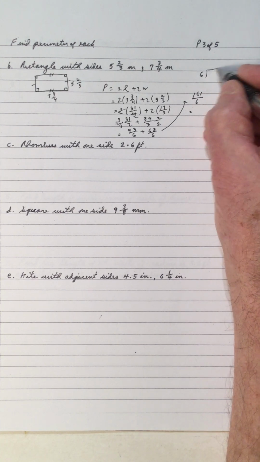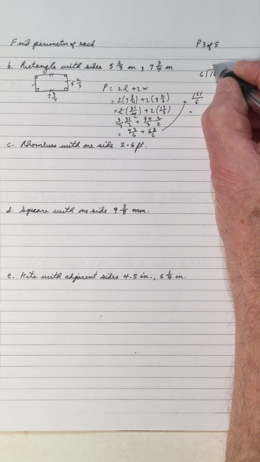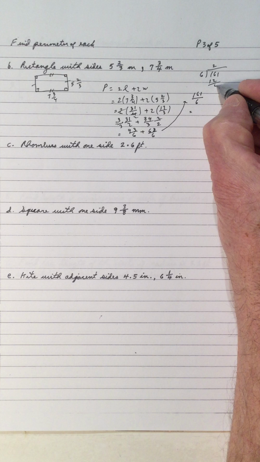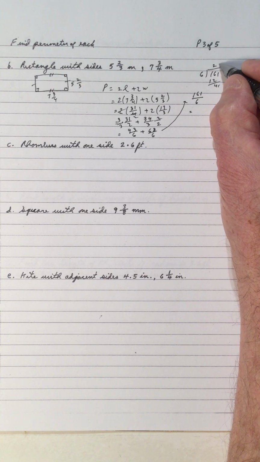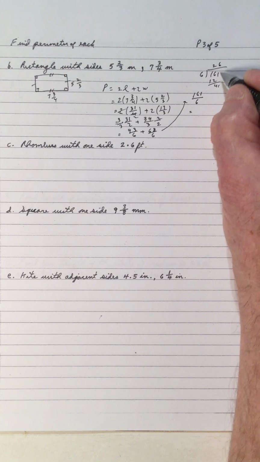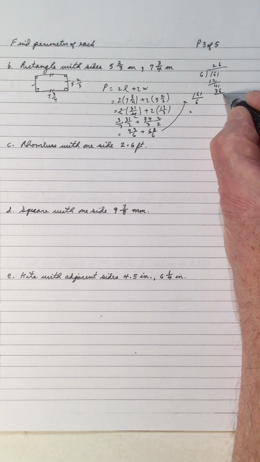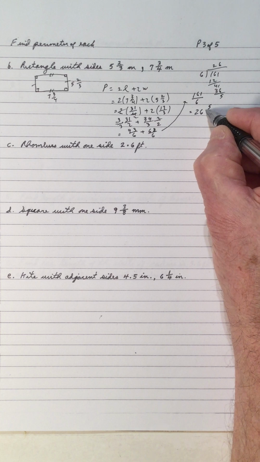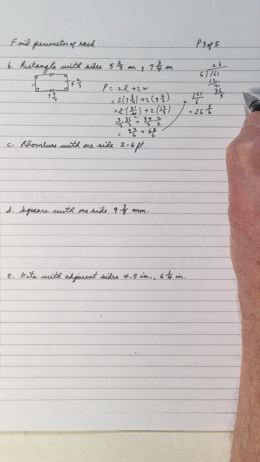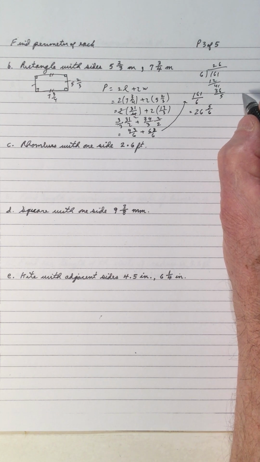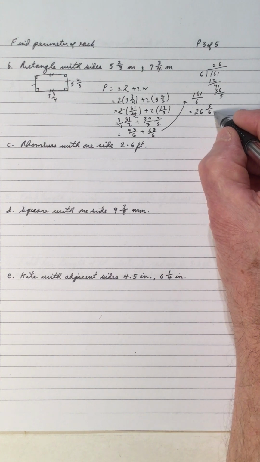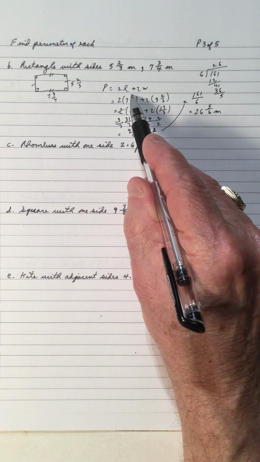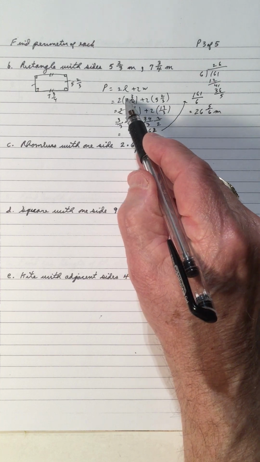Well, let's take the long way and divide it out. Two sixes are 12. You get a 4. Bring down the 1, 6 sixes are 36, and a 5. So it looks like we got 26 and 5/6. 26 and 5/6. And it's in meters. Again, I changed the mixed numeral.